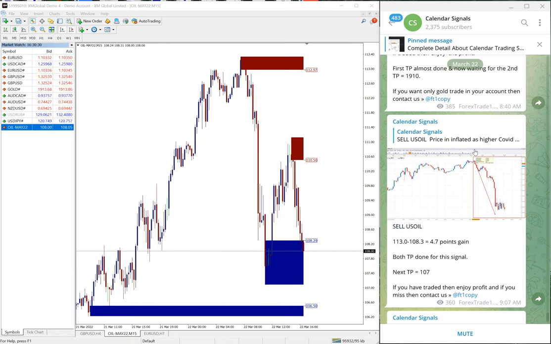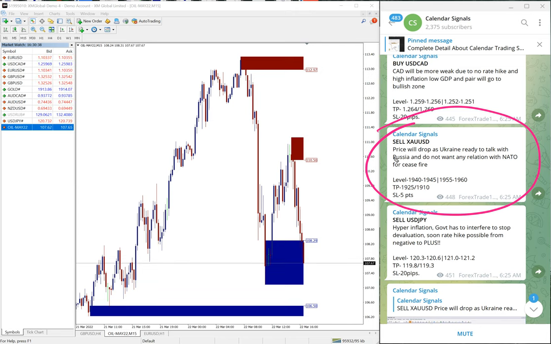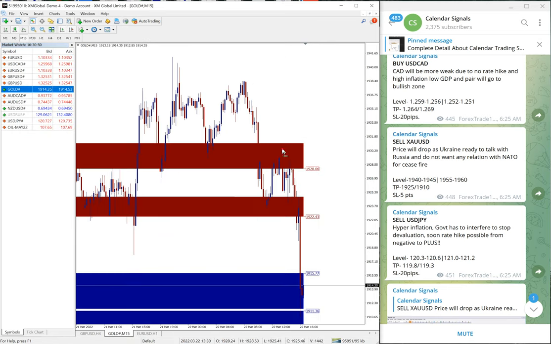Then the next signal that performed well is gold. We gave sell XAUUSD. XAUUSD is gold. Price will drop as Ukraine is ready to talk with Russia and does not want any relation with NATO for a ceasefire. So based on this reason we gave sell gold XAUUSD. Here is the gold chart, and you can see a clear downtrend on gold as well.